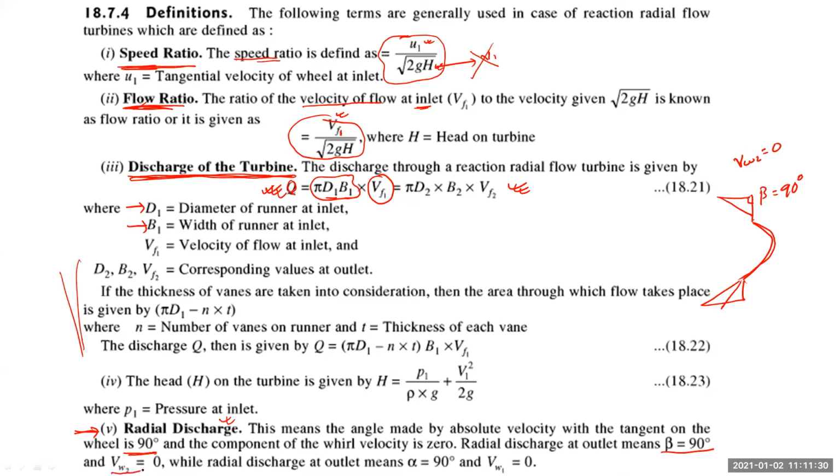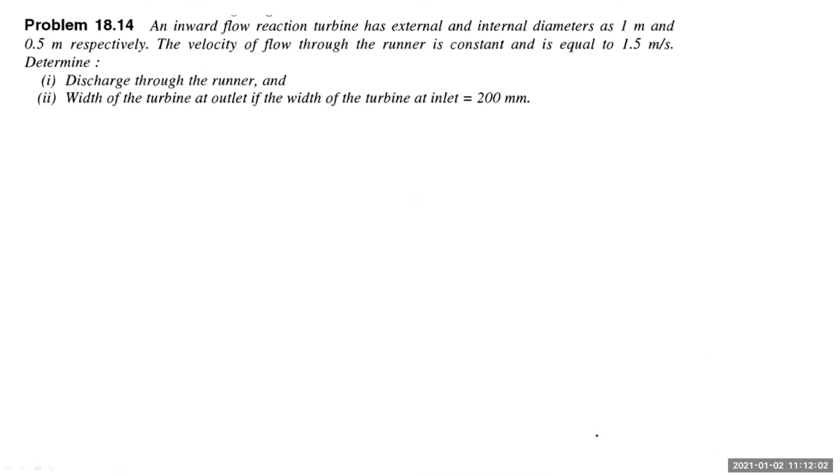And for radial at inlet, here it is written outlet, that is a mistake, it will be inlet. If in the question it is written that you have radial discharge at inlet, then alpha will be 90 degrees and Vw1 will be 0. These are some of the important terms that will be used most often while solving numericals. I hope everyone is ready with your calculator, and we will be solving the numericals now. We will see one or two important numericals from every topic, and then we will move ahead.